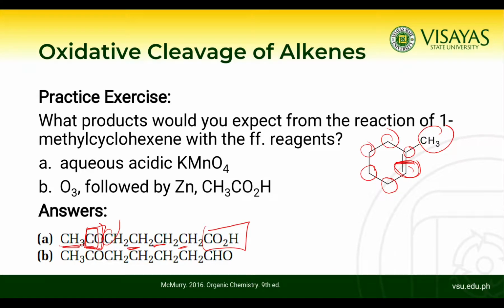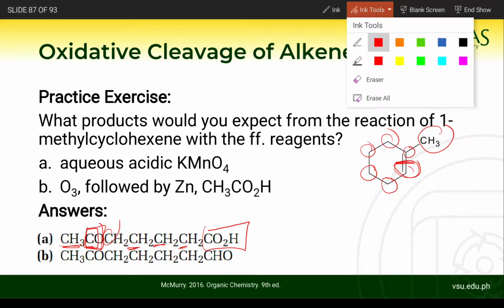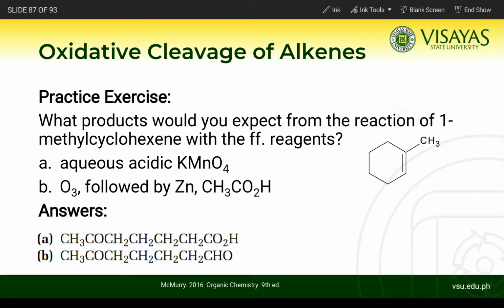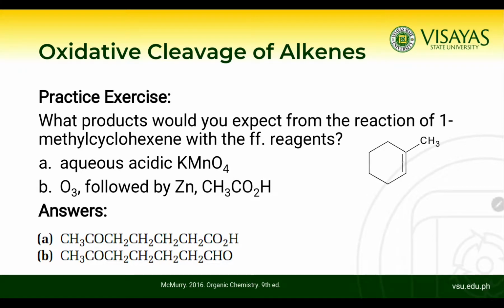For letter B, we have ozone followed by zinc and acetic acid. So, upon cleaving apart, we form either a ketone or an aldehyde. For this part, this carbon is bonded to carbon and carbon, so that means a ketone is formed in this part. So, we have CH3, CH3, then the carbonyl group. Then we have CH2, CH2, CH2, CH2, 1, 2, 3, 4. And for this carbon here, it becomes an aldehyde, instead of a carboxylic acid. Okay?